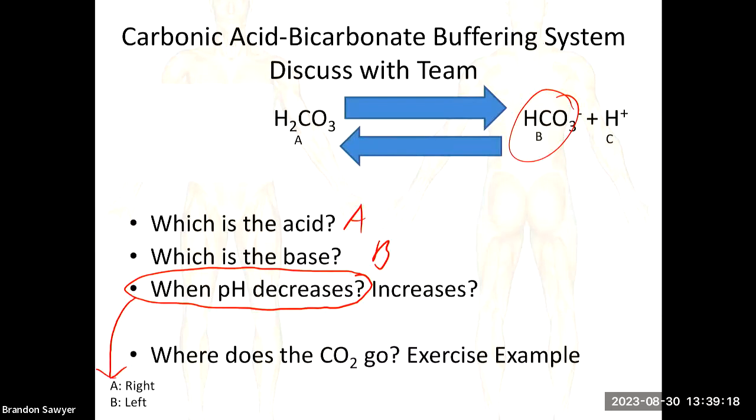Okay, so which one of those two, the base or the acid, is good at accepting hydrogen ions? Which one, the base or the acid? The base, right? The base is the hydrogen ion acceptor. Okay, so we know that B needs to help us out with this problem of too low of a pH. Okay, so then when we add an H plus to HCO3 negative, how many H's do we have now? If we started with one and we added one, what do we got? Two. We started with a negative charge and we added something with a positive charge. What do we got now? Neutral. So what does it become?